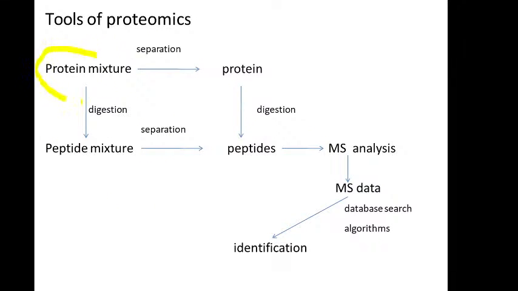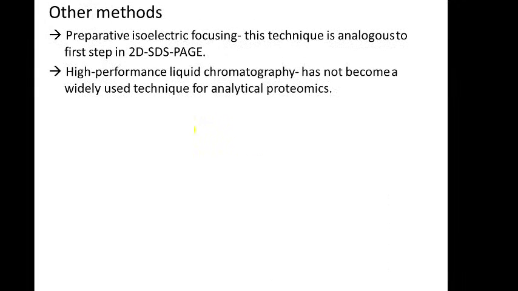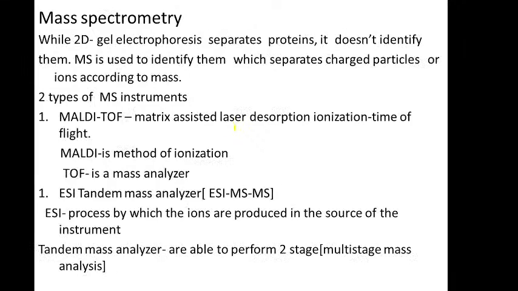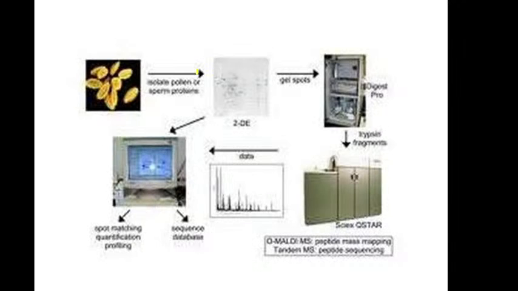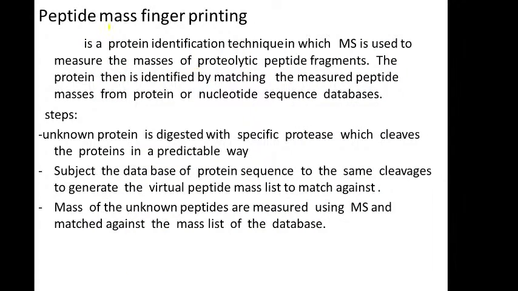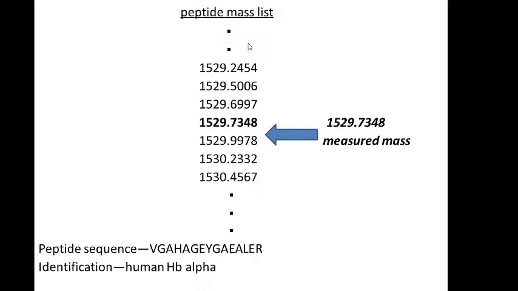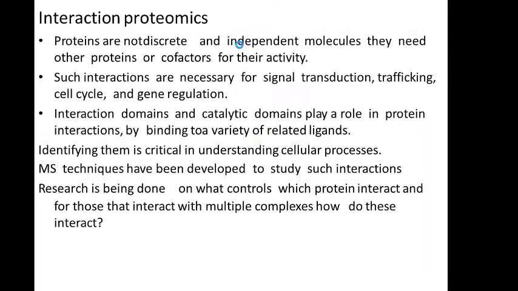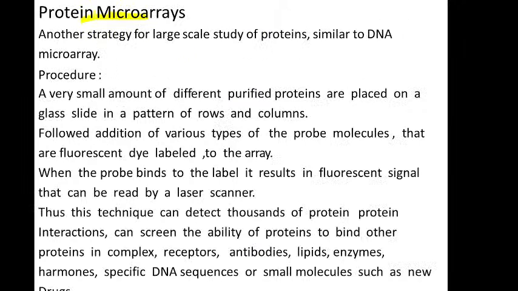So this is a protein mixture. We have to do the separation. We have to do the identification with the help of MS. From the mass spectrometer, we are able to identify the proteins. So this is again electrophoresis. MS is there, this is mass spectrometer. Then fingerprinting we already did, okay. Then microarrays we also did.